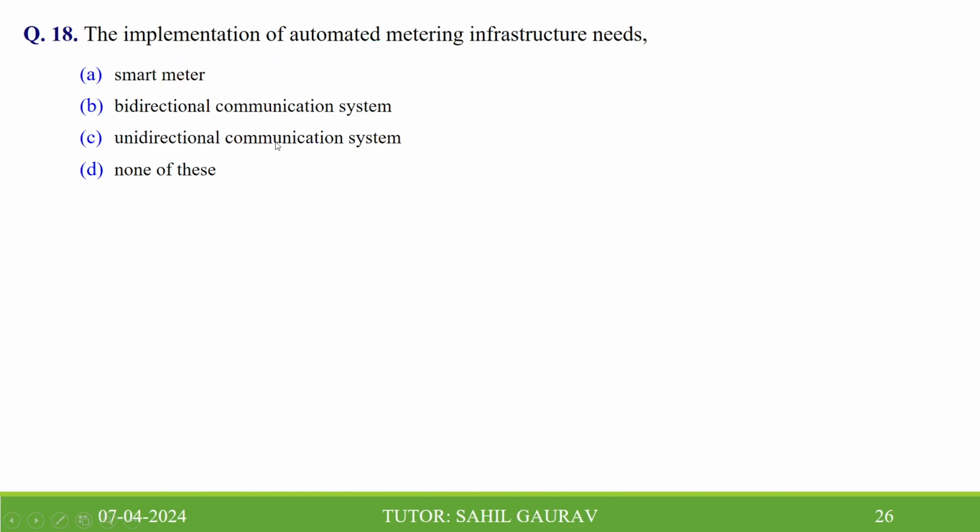Now coming to the next problem: the implementation of automated metering infrastructure needs. The options are A, a smart meter; B, bidirectional communication system; C, unidirectional communication system; and D is none of these. This is also a multiple select question. A and B are the correct options: a smart meter and bidirectional communication system.